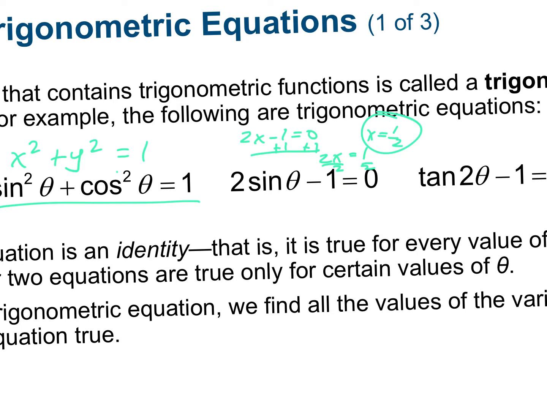This is your quote-unquote variable, your trig function with the theta. Anything that is outside of that, being added, subtracted, multiplied, divided, whatever, you get rid of. So if I was going to solve this, I would add 1 to both sides, then divide by 2. You guys agree with that? So you'd be left with sine of theta equals 1/2.